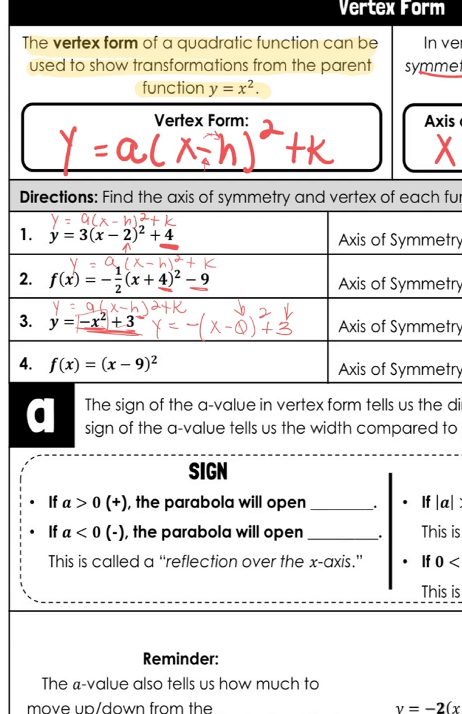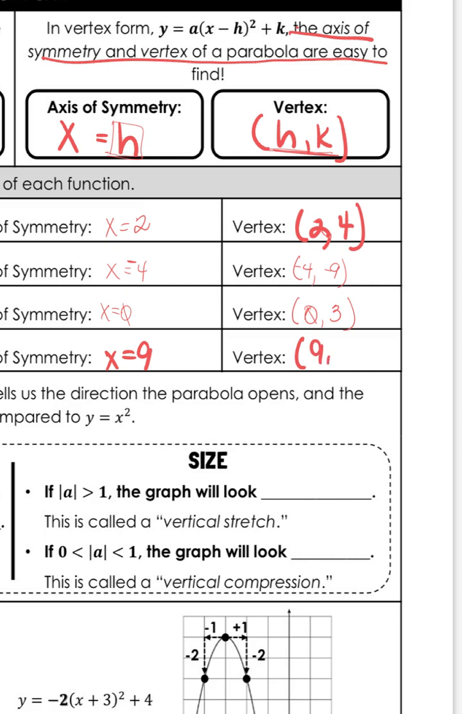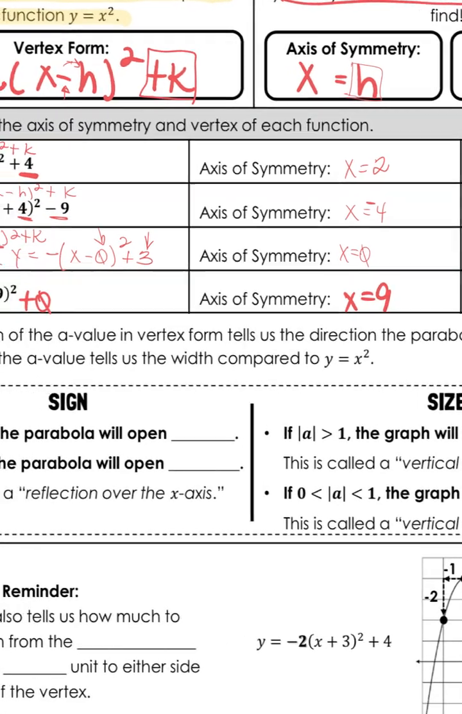Okay, so this one is a little complicated. Actually, no, it isn't. The only thing that's missing is this part right here. So you're just going to add plus 0 on the back. And that makes it look like the vertex form. So then x is going to be equal to 9. And the vertex is going to be (9, 0). All right.